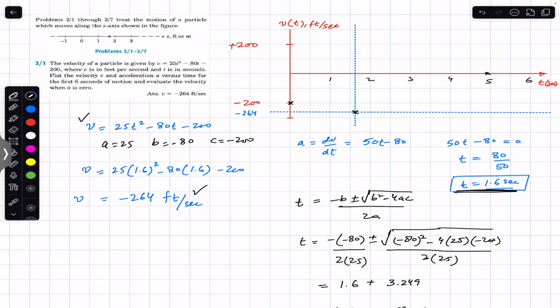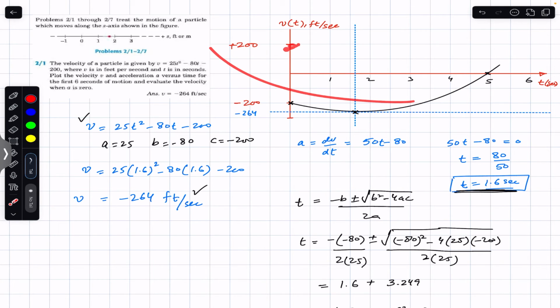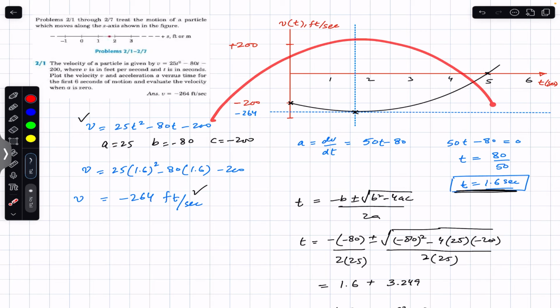So if I plot the velocity function, it will look like this. You can see that this curve represents the velocity as a function of time. Since the a value is positive, the parabolic function is always smiling, like this. And if the coefficient of t squared is negative, then the quadratic function will look like this. So this is the velocity as a function of time graph.